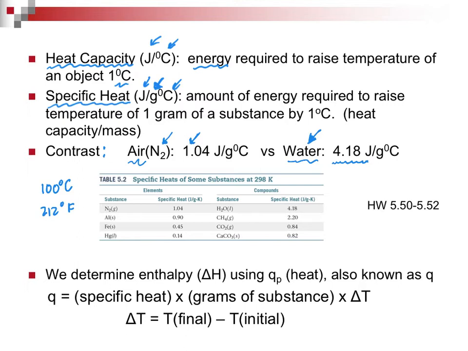So I've got one of the homework problems worked on the next slide. Not that I don't trust you, but you'll understand why when we do it together. So we're going to be determining that enthalpy, that delta H. We're really determining it using QP, but we tend to just say Q because we assume there's constant pressure for our reactions. And you've probably seen this equation before. Q is equal to the specific heat times the grams of the substance times the delta T, where the delta T is always the final minus the initial temperature.